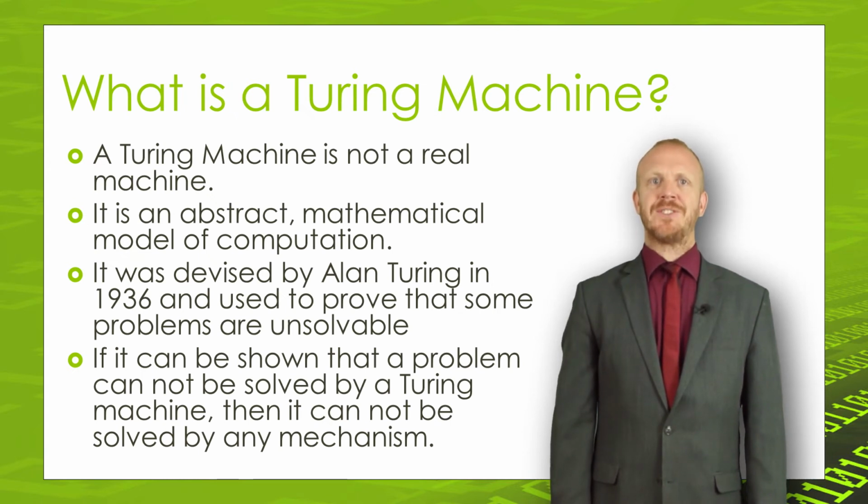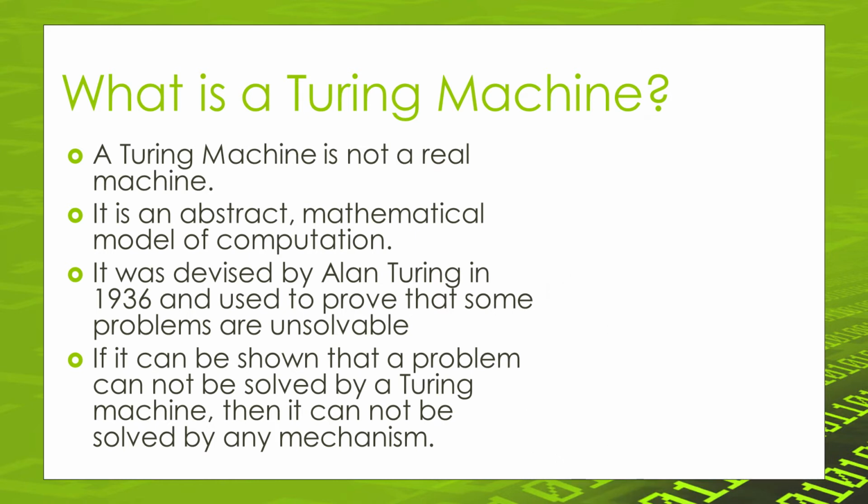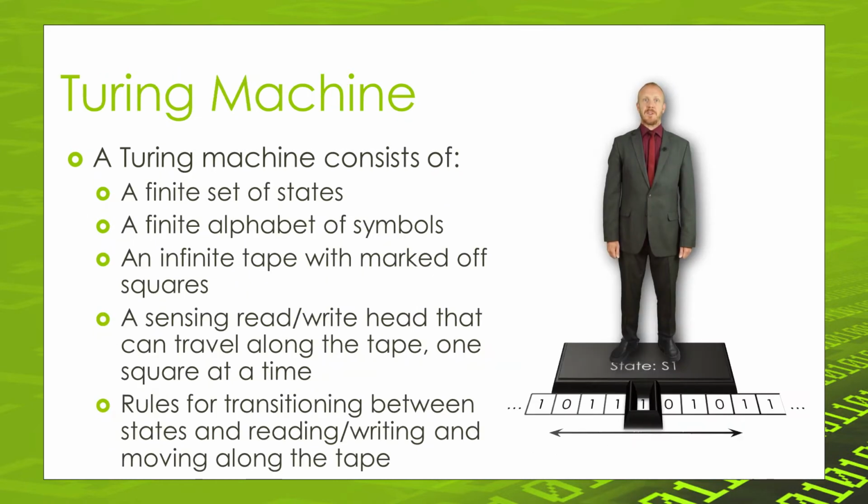A Turing machine is not a real machine. It's an abstract mathematical model of computation. It was devised by Alan Turing in 1936 and used to prove that some problems are unsolvable. It can be shown that if a problem cannot be solved by a Turing machine, then it cannot be solved by any mechanism. Let's have a look at his proposed concept.